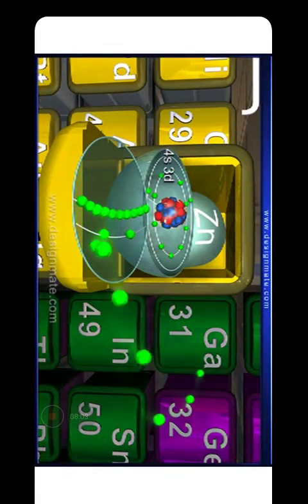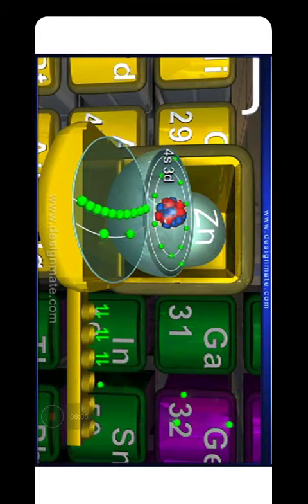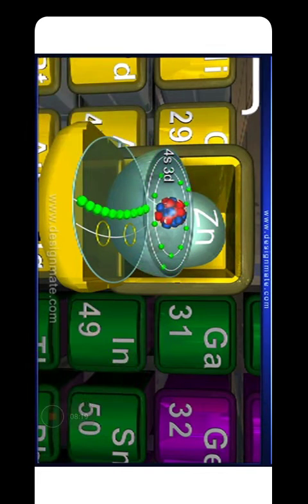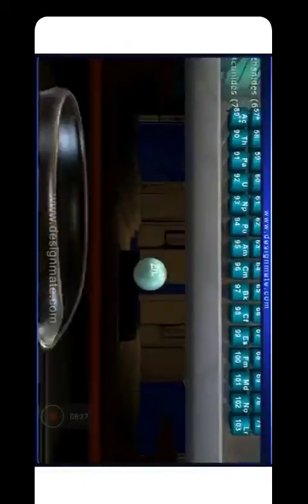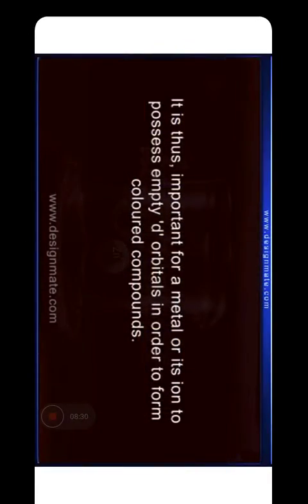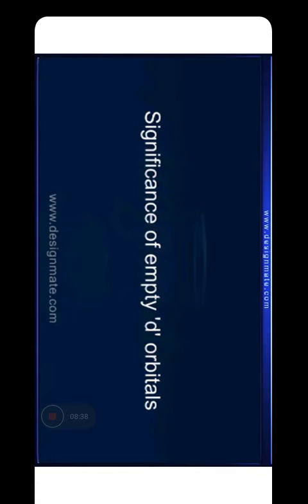In case of zinc, which has an outer configuration of 3d10 4s2, there are no empty d orbitals. Even when it forms Zn2+ ion, the electrons are lost from 4s orbital, leaving completely filled 3d orbital intact. Hence, the compounds of zinc are colorless. It is thus important for a metal or its ion to possess empty d orbitals in order to form colored compounds. Let us now understand the significance of empty d orbitals in perception of color.